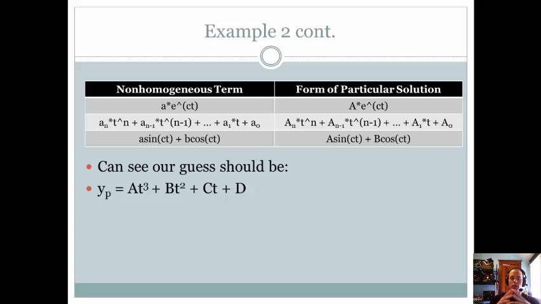Right? So that means our guess for y particular is some coefficient a, t cubed, plus a coefficient b, t squared, plus ct, plus d. So just like before, we need to take the first and second derivatives of our particular solution, and we get first derivative is 3at squared plus 2bt plus c, and our second derivative is 6at plus 2b.